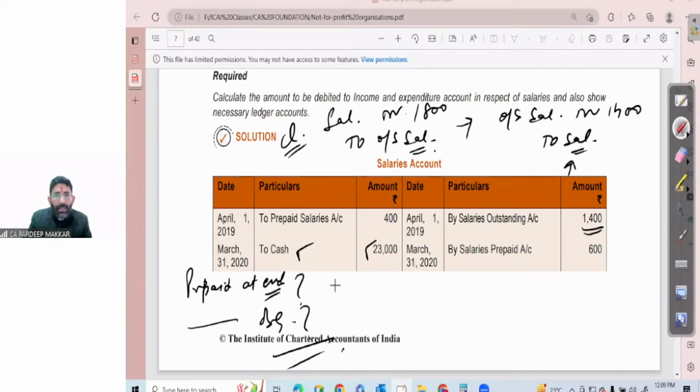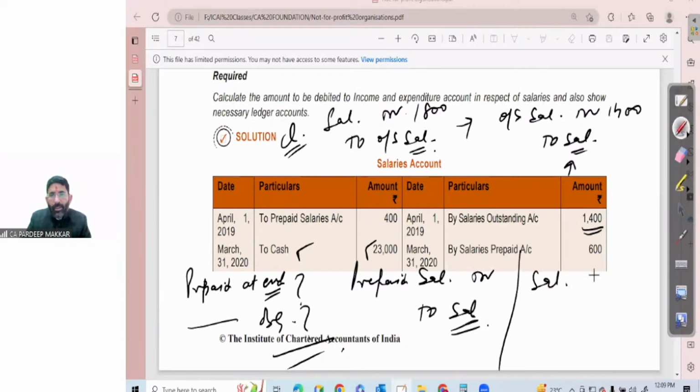Okay, these entries are passed. So prepaid salary account debit to salary account. This is at the end, and at the beginning it is salary account debit, expense account debit to prepaid expense account. So these entries are passed here, and accordingly all accounts are prepared. Beta, all the accounts have been prepared on this basis. Is that clear? So have a break. After the break, we will go for questions.